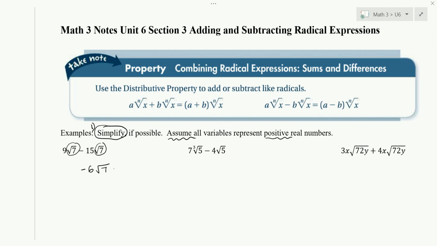On the second example here, we have a cube root of 5 and a square root of 5. So what do you think? Do you think we could subtract those? No. And so this is as far as we can go without a calculator. And so we just stop there. So you have to be very picky when you're adding and subtracting. The root has to match exactly.